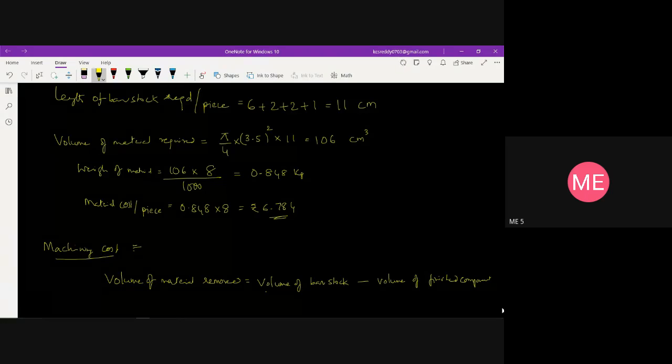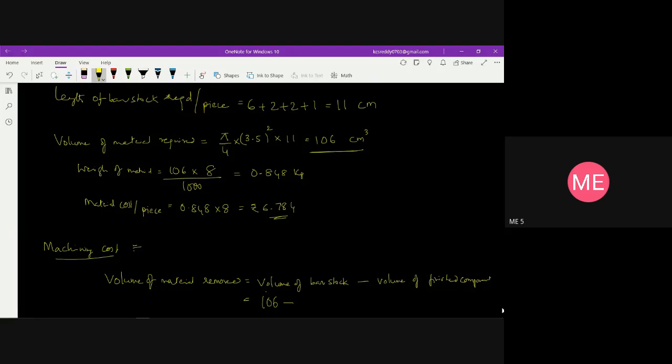So volume of bar stock minus volume of the finished component, we will be getting how much material is removed. Volume of material removed, we can calculate. So here we know that the volume of bar stock is calculated as 106 centimeter cube. Then we need to find out the volume of the finished component.